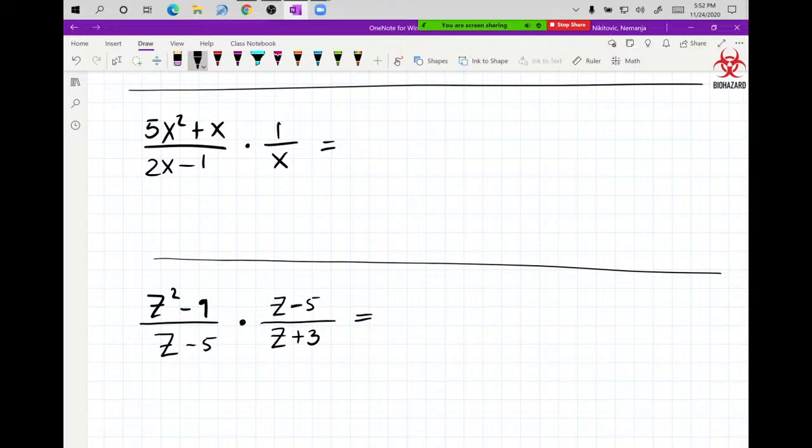Is anyone done? I mean, this should go quick if you know basic factoring. Honestly, I'm a little confused. All right, let's discuss the problems then in that case.